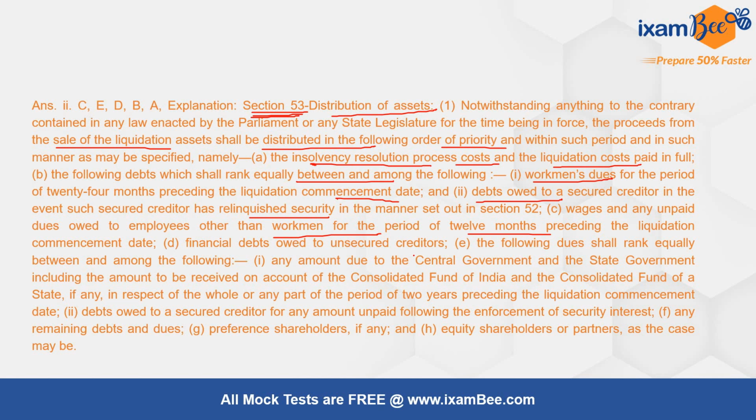Financial debts owed to unsecured creditors, the following dues shall rank equally, that is those which are due to the central government and state government. Then debts which are owed to a secured creditor for any amount which has been unpaid with respect to enforcement of security interest, any remaining debts and dues, preference shareholders, equity shareholders.